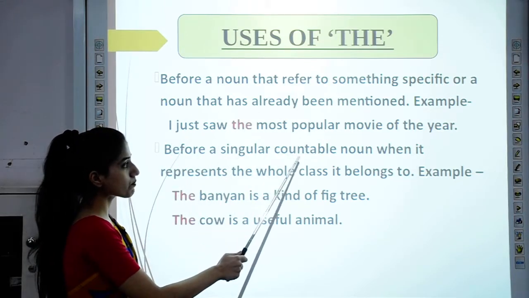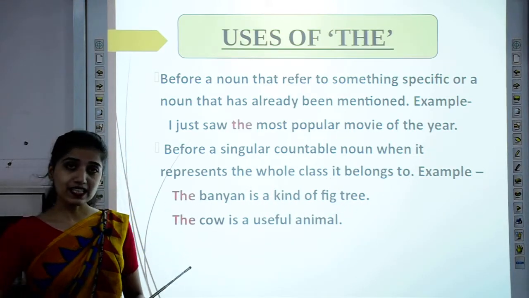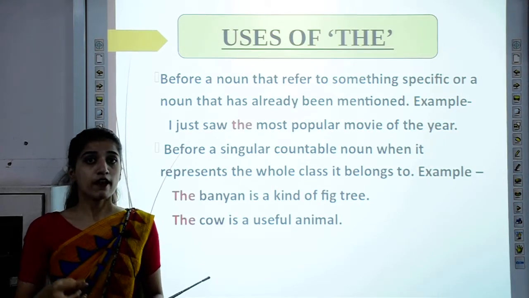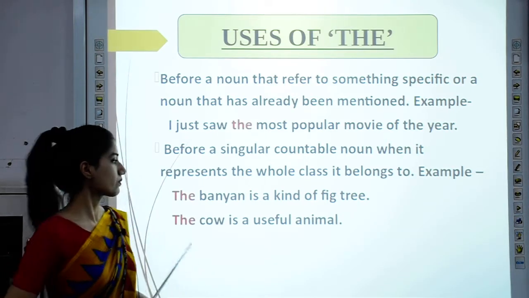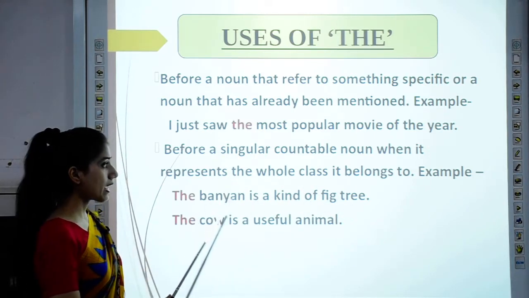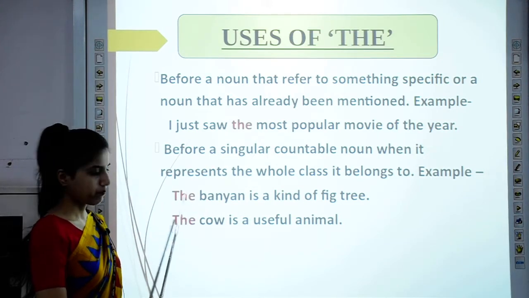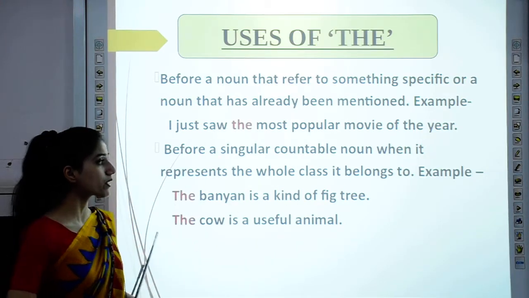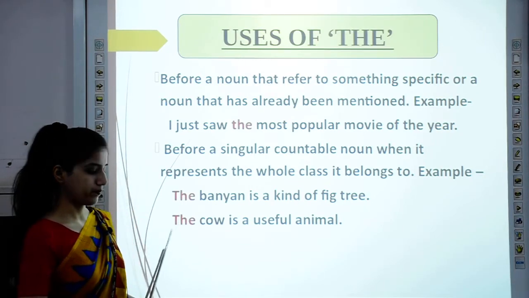Before a singular countable noun, when it represents the whole class it belongs to. As we have seen, "a" and "an" are used before singular countable nouns, but when we are referring to a whole class, we use "the". You can see, "The banyan is a kind of fig tree." I am referring to all the banyan trees, that is why I used "the". "The cow is a useful animal." I use "the" over here because I am referring to all the cows.